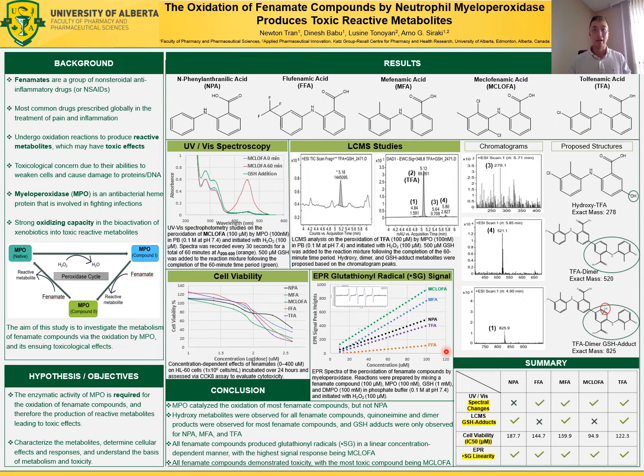In conclusion, MPO was observed to catalyze the oxidation of most drugs except for N-phenylanthranilic acid. From LCMS, hydroxyquinonamine and dimer products were observed for most Fenamate compounds, although GSH adducts were only observed for N-phenylanthranilic acid, mefenamic acid, and tolfenamic acid. And lastly, meclofenamic acid produced the most glutathionyl radicals and was observed to be the most toxic Fenamate compound.